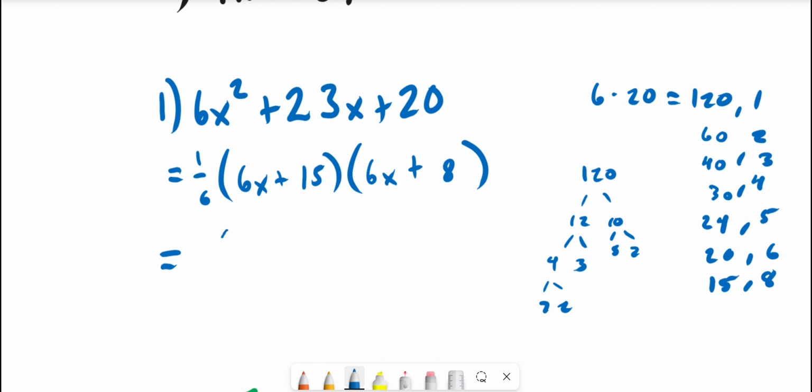I divide out a 3 from this one. That's 2x plus 5. I divide out a 2 from this one. That's going to be 3x plus 4. And the 2 and the 3 cancel with the 1/6, and we're done. That's it. That didn't take long. That took a couple minutes.